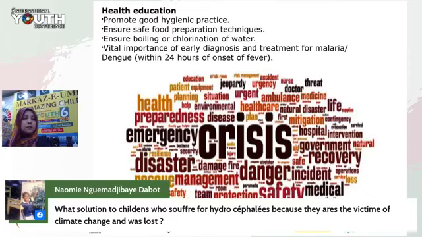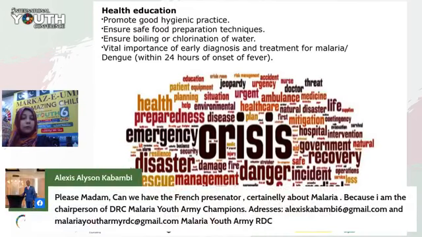But in any type of disaster situation, it's also very good to maintain good hygienic practice and ensure safe food preparation techniques. Safe, healthy, and hygienic food preparation techniques avoid our foodborne diseases and our waterborne diseases. And then we have to ensure boiling or chlorination of water, means filter water.